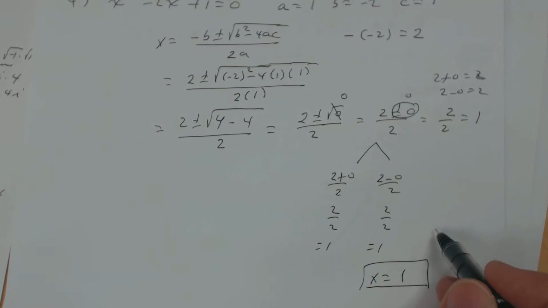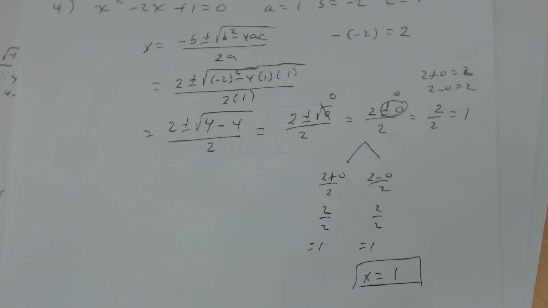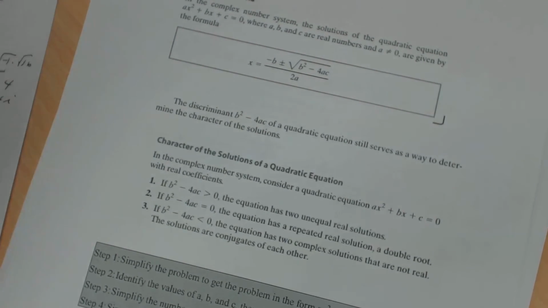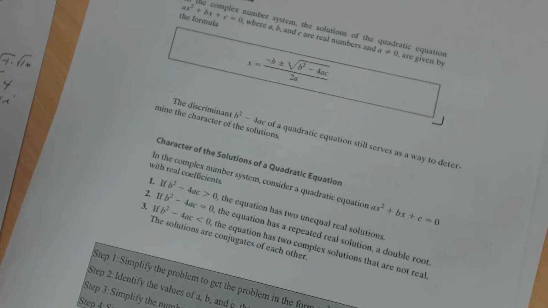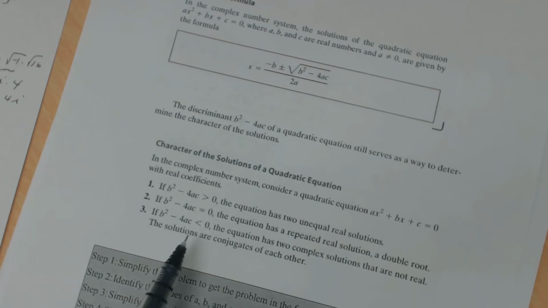That is called a double root or a repeated solution. We prefer to use the word double root. So right here, double root. Okay, so that was in part B. No, part A it looked like. So that was in part A. All right. And then if the discriminant is negative, we're going to get two complex solutions.